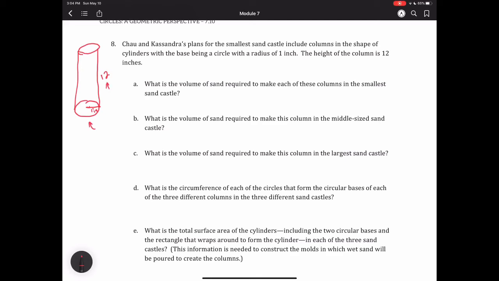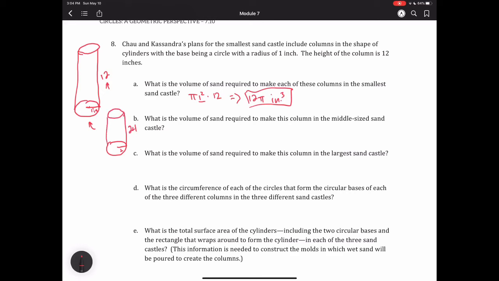Okay, so we're going to have pi r squared, which is pi times 1 squared times 12. We know that 1 squared is just 1, times 12 is just 12 pi. And this again is going to be in inches cubed, right? Volume is always in a cubic unit. So now what about the volume of sand required to make this column in the middle-sized sandcastle? Well, if everything goes up by a factor of 2, we should now have this being 2 and 24.